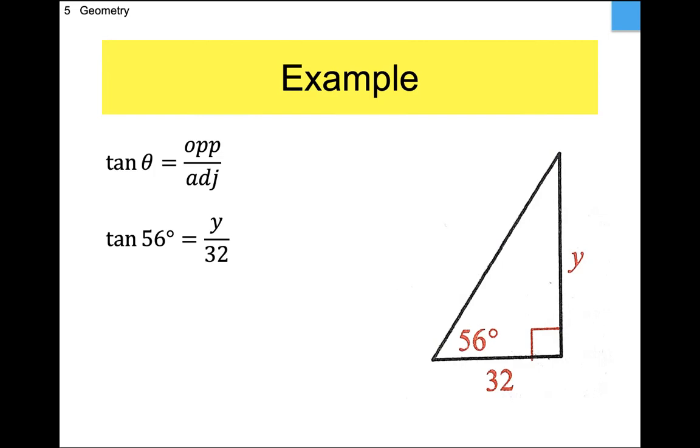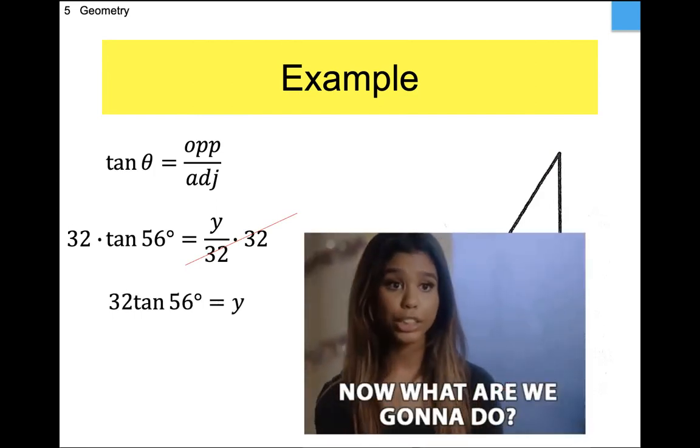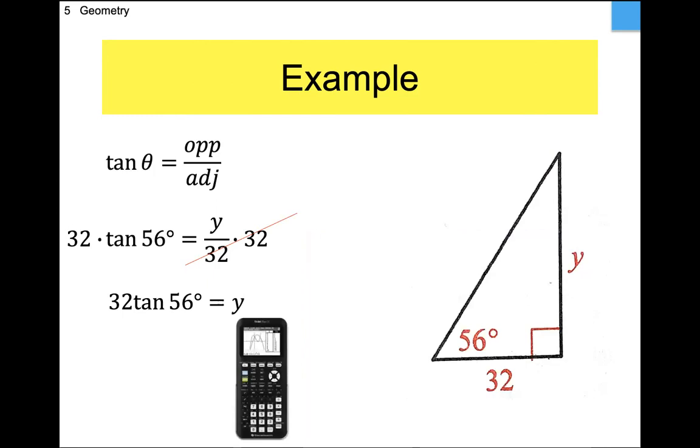So where is y? The right side. What's attached to it? 32. How is 32 attached to y? Division. We get rid of division by multiplication. The 32s on the right side cancel, and we're left with 32 times tan 56 equals y. Grab your calculator, because what are you going to do? You're going to use your calculator and literally do 32 tan 56. You don't even need to put a multiplication symbol, although you can if you want.